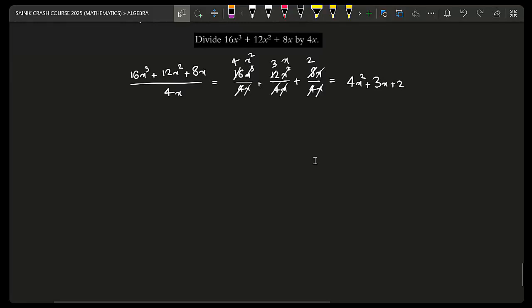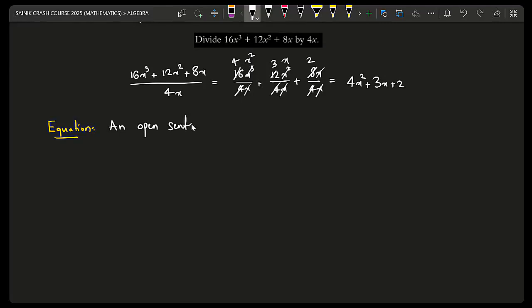Next, we discuss a new concept called equation. What is equation? Equation means it is an open sentence containing at least one variable. Open sentence containing at least one variable, that is called equation. For example, I have x plus 4 is equal to 5. I want to check whether this is an equation or not.